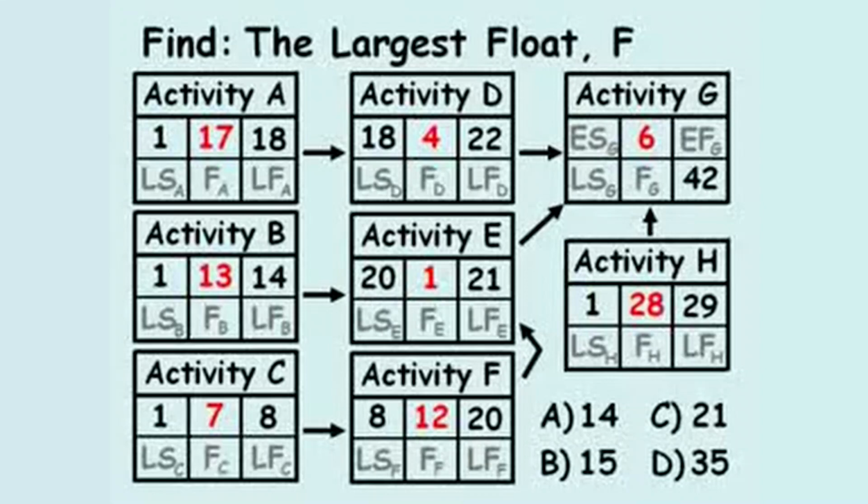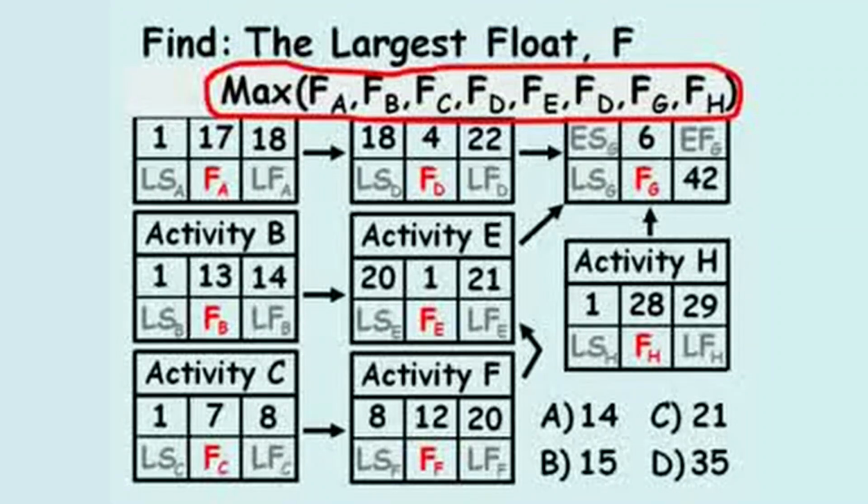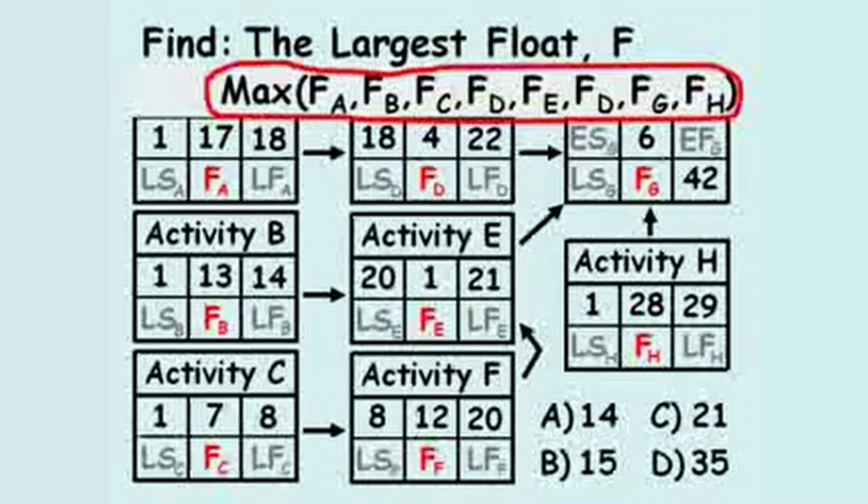duration of time it takes the activity to be completed, the earliest the activity can finish, the latest the activity can start, the total float of the activity, and the latest the activity can finish. The problem asks to find the largest float, f, which means the largest value of total float of individual activities in the project. In this problem, we'll finish the forward pass through the network. Then we'll trace back and compute the total float of each activity, so we can find the largest float.